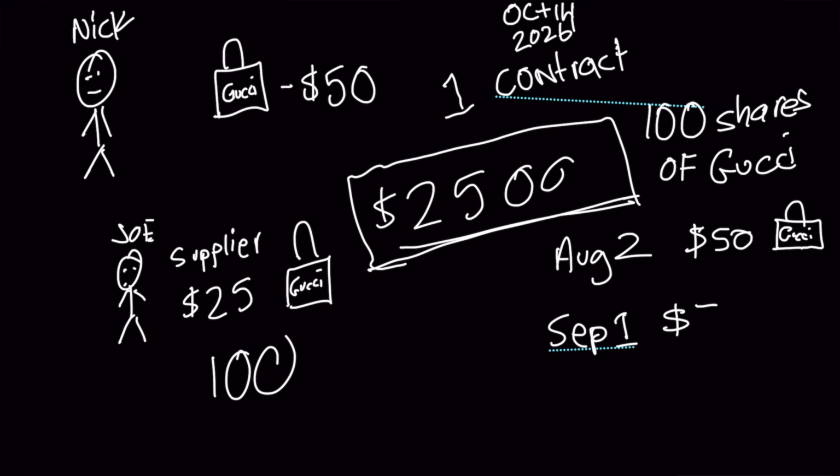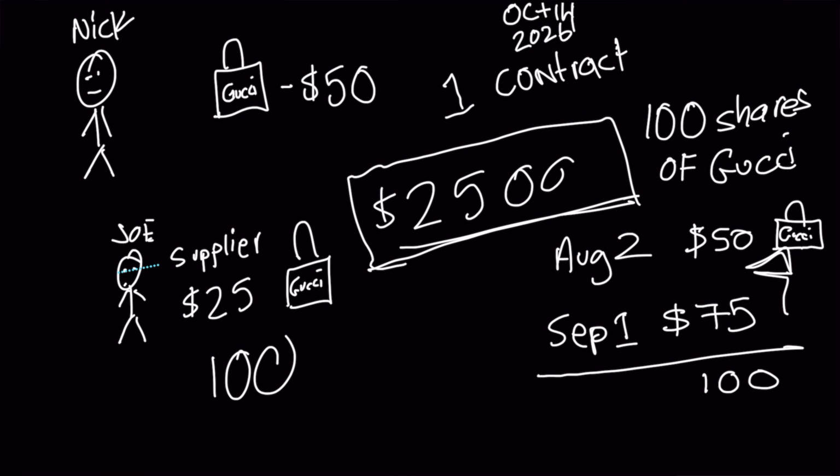But let's say September 1st, the Gucci purses are now selling for $75. Nick still has the obligation and the right to sell those 100 Gucci purses if he didn't sell them all on August 2nd. He can sell all those Gucci purses in September for $75 each, bringing in a value of $7,500. And that's just the way options contracts work.